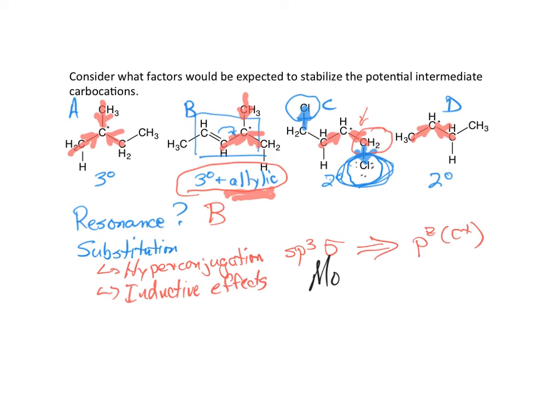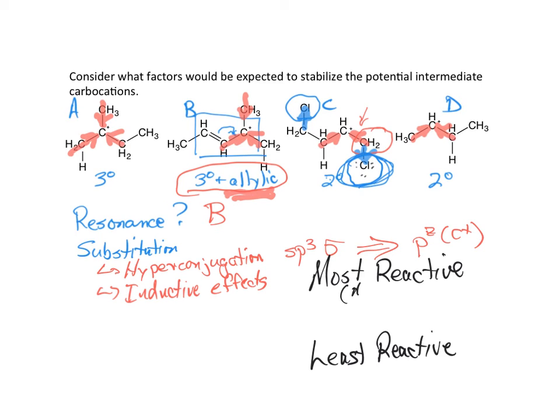So if we go through this then, if we go from most reactive to least reactive, and that is driven by most stable carbocation to least stable carbocation, then our most stable carbocation is going to be the one that is stabilized both by resonance and substitution. So our most reactive should be B.